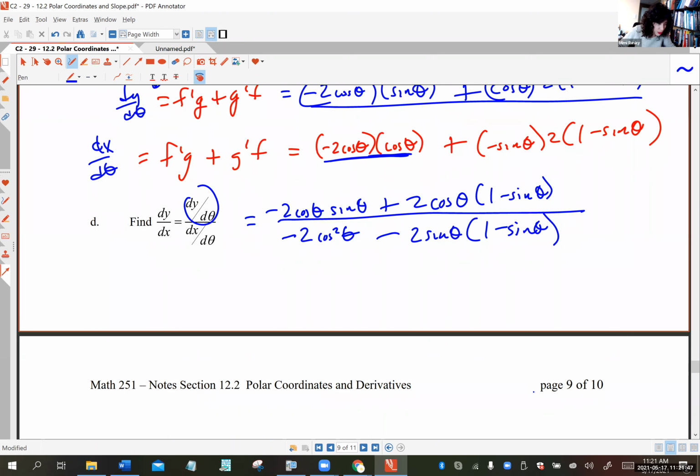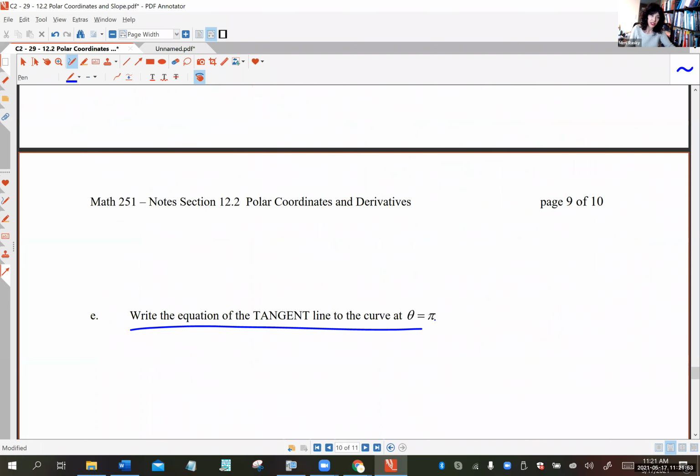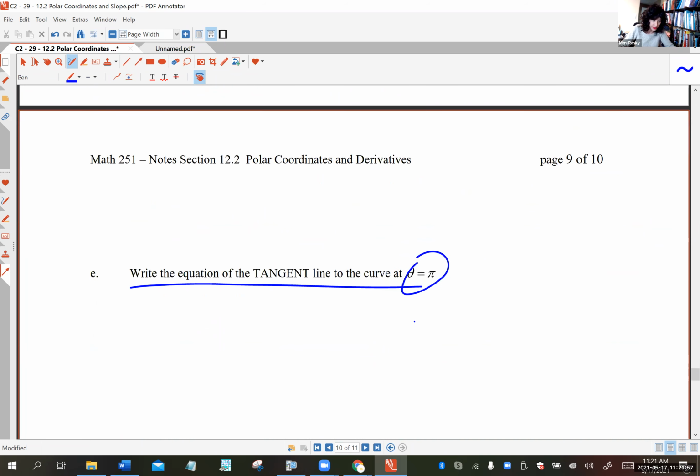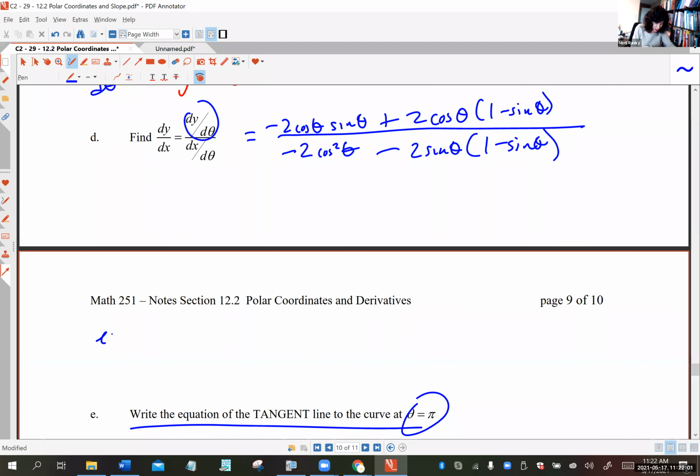Okay, so you've got your dy d theta. Now what? Write the equation of the tangent line when theta is equal to pi. Oh, I knew they were going to make us do something like that. So before I do anything, I want to evaluate dy dx at theta equals pi, because that will give me the slope. So let's do that.